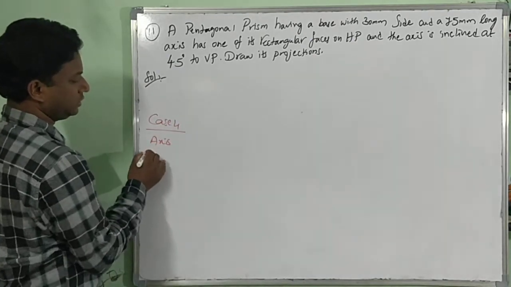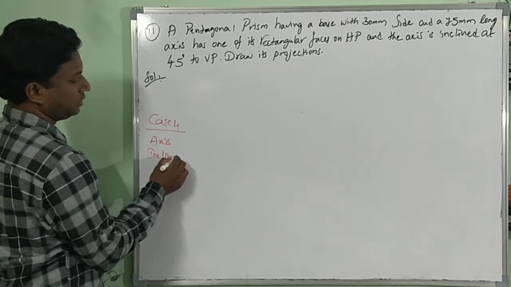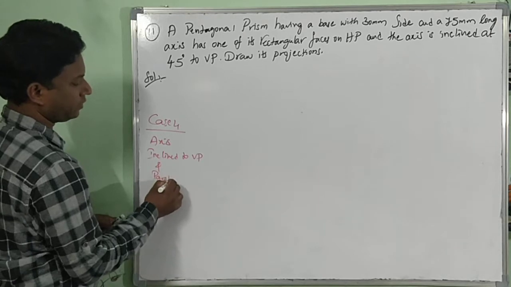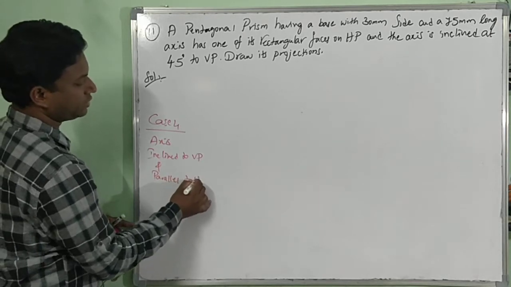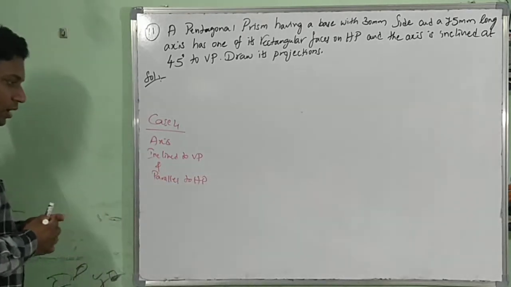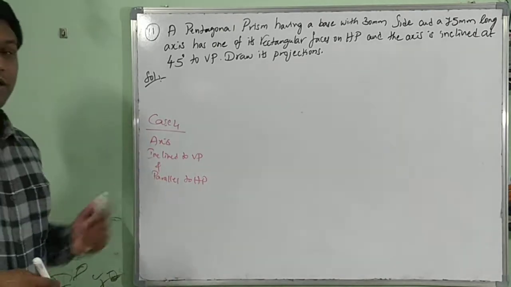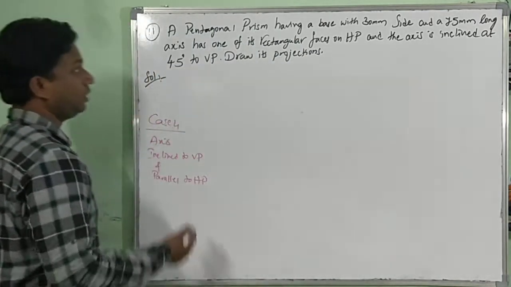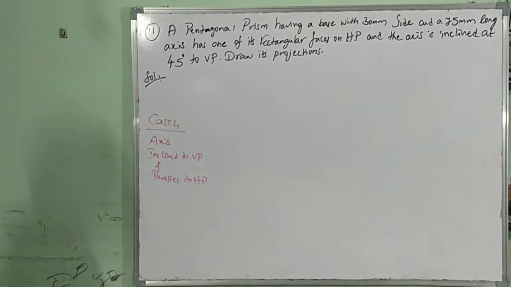As part of case 4, axis inclined to VP and parallel to HP, we have already discussed previously one problem, number 10, cone. Now proceed to the next problem, number 11.